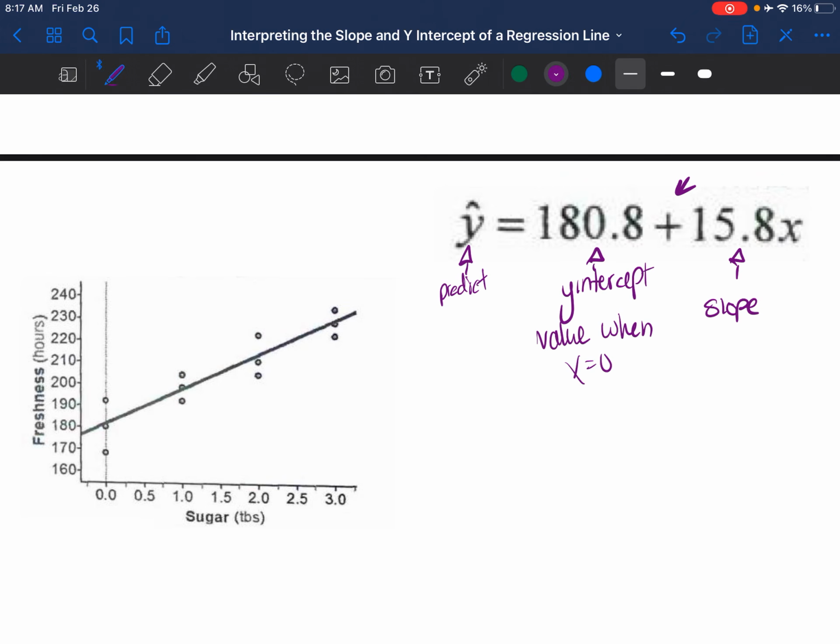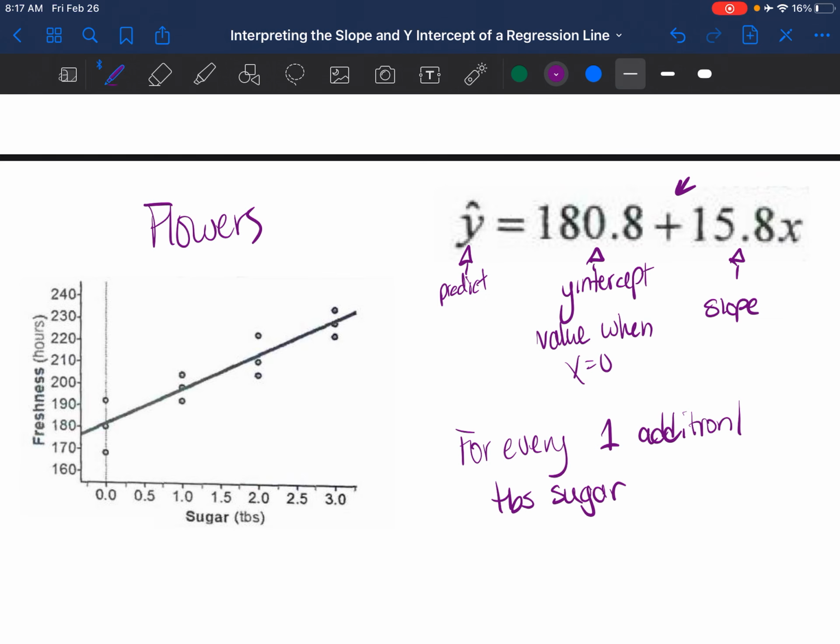Okay, so what does this mean? This is about sugar and freshness. This is actually about flowers. And when you add sugar to the water in flowers, it makes them fresh longer. So we can say for every 1 additional tablespoon of sugar, so I'm using for every 1 additional explanatory value, the model predicts, and the model is your equation or your line.